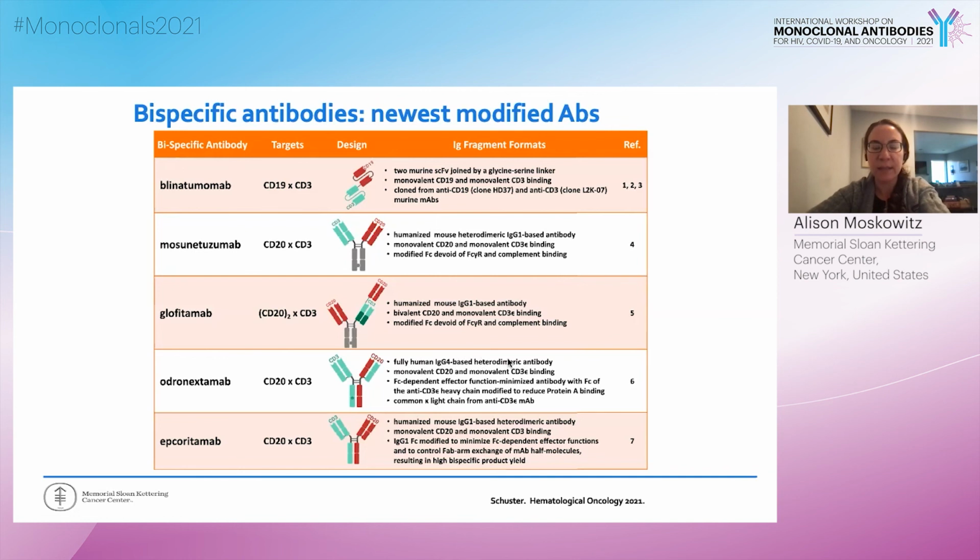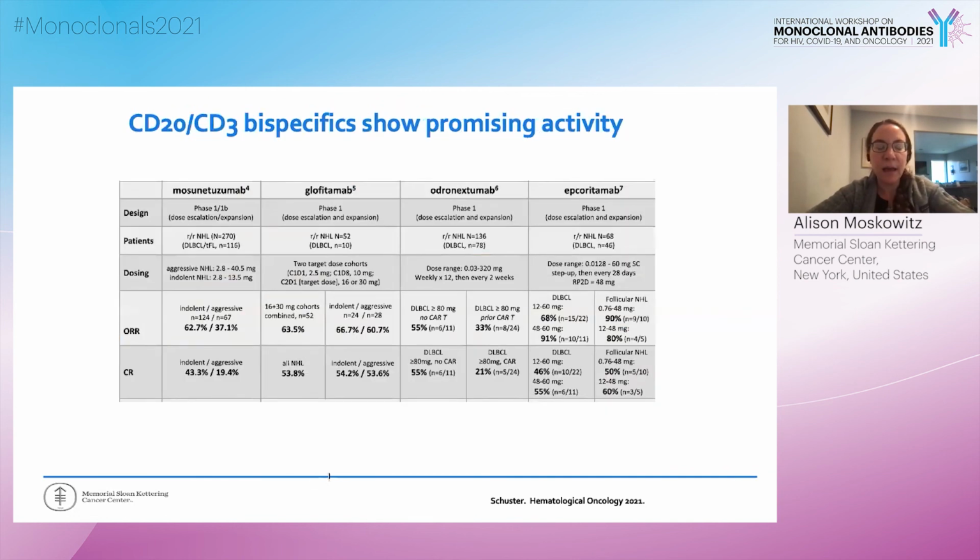So there are some differences. But as far as the activity of these agents, I'm showing you the four that are furthest along in B-cell lymphomas. They're being evaluated in both aggressive B-cell lymphomas as well as indolent B-cell lymphomas, and there's activity across all four. It's likely that we're going to see FDA approval of these agents, and they're already being evaluated in clinical trials earlier on, in both the frontline and second line settings for these diseases.